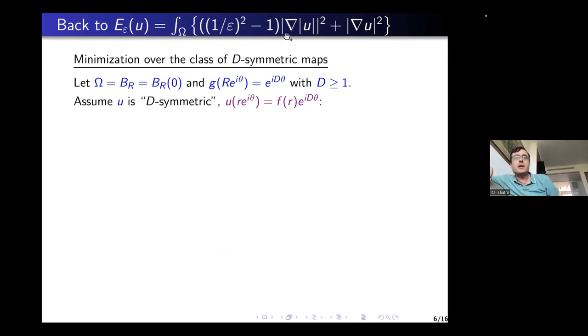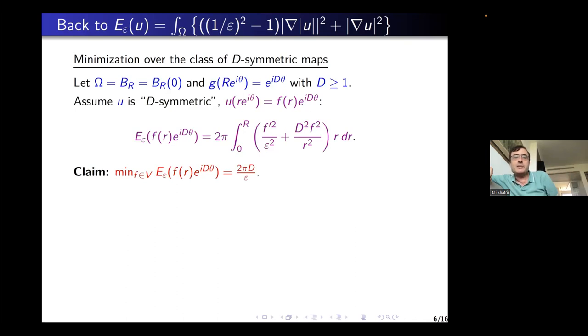So consider Omega, which is a disk of radius R around the origin, and a boundary condition, which is e^{id theta}. One can consider possible minimizers which are also equivariant, so they have this structure. Of course, we don't know a priori that the minimizers will have this form, but we can try it out. And when we write the energy for functions that satisfy this ansatz, we find this expression. So now the problem became much easier because we have only a scalar unknown function, this f of r.